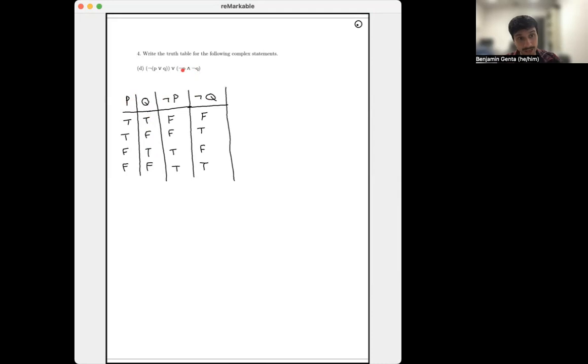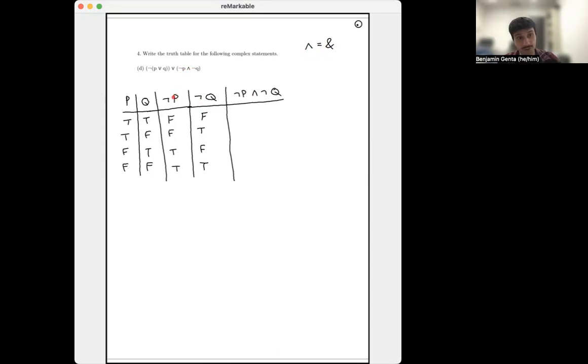Okay, so we have the not P, we have the not Q. Let's do not P and not Q. Okay, so now we have not P and not Q. So just a little reminder that this little hat is the same thing as the ampersand. So this is just an and.